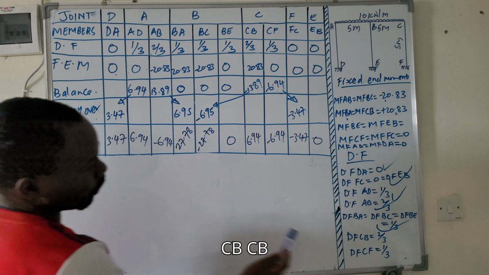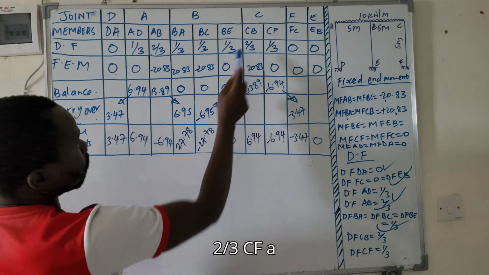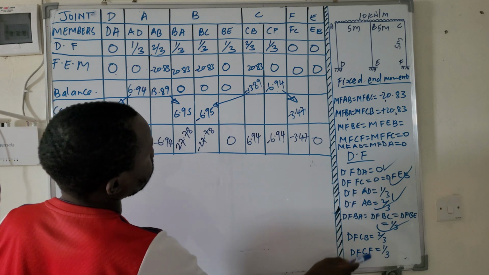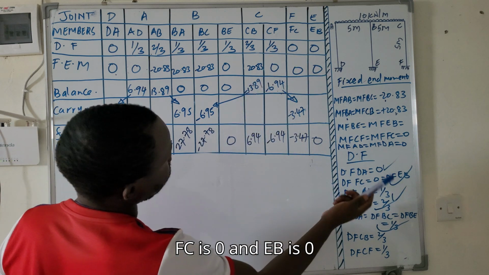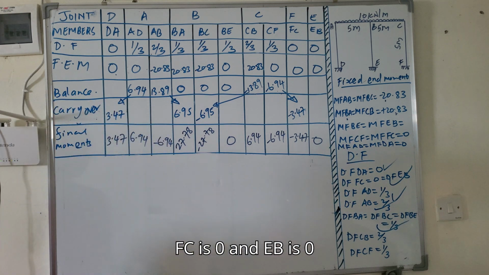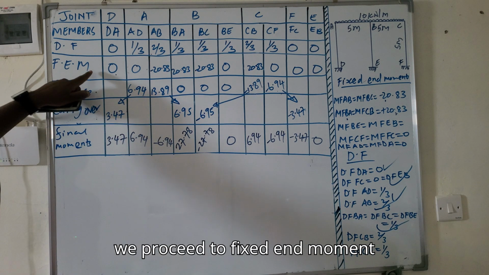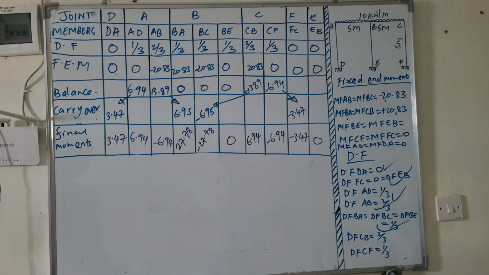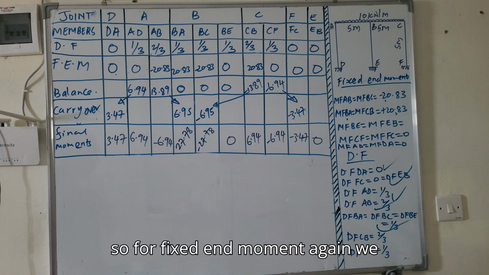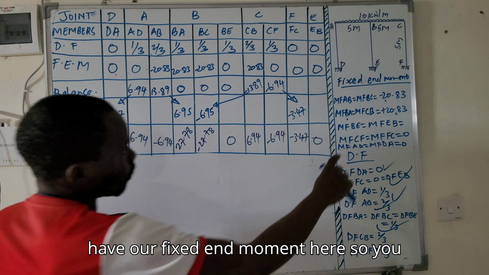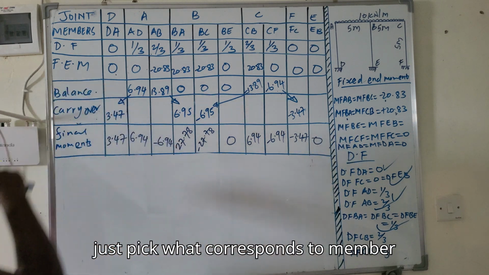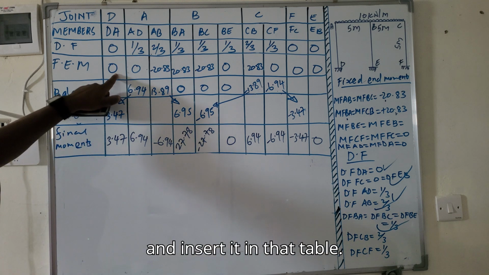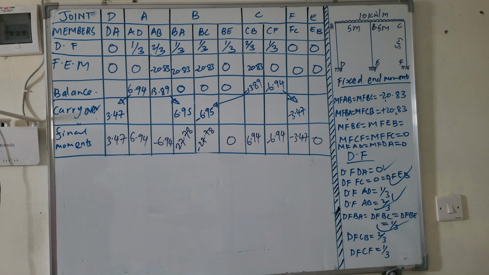CB 2 over 3, CF a third, and then FC is 0, and the EB is 0. We proceed to fixed end moment. So for fixed end moment, again, we have our fixed end moment here. So you just pick what corresponds to the member and insert it in that table.